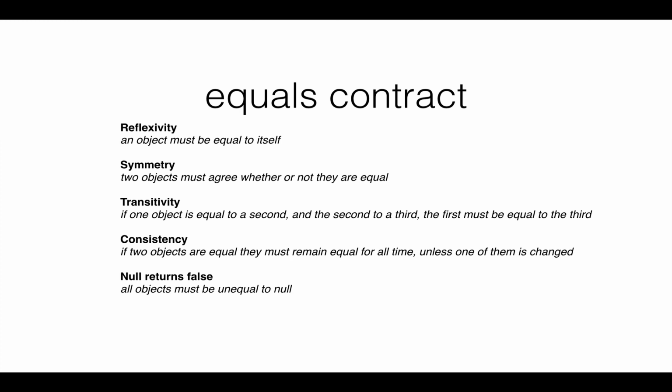The last rule, null returns false, is what Josh Bloch calls non-nullity. When null is given as a parameter to any equals method, this should always return false and never throw a null pointer exception.